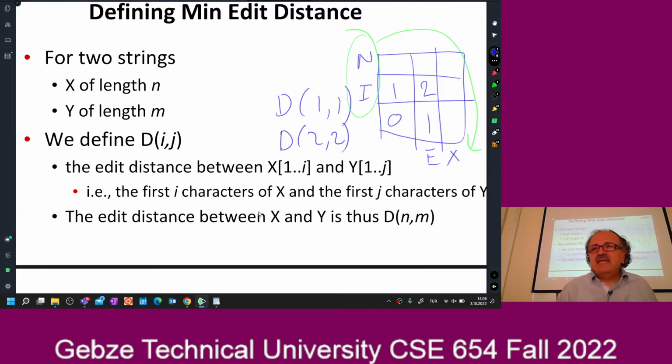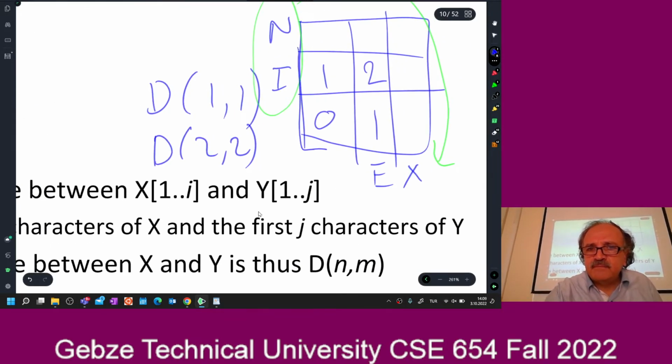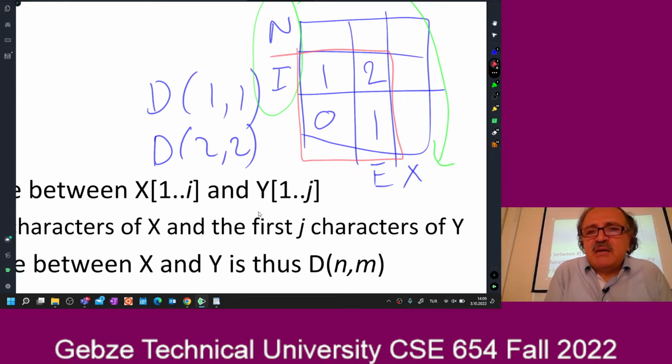So this little box here solves the subproblem of edit distance between I and E. Well, you might say that you don't need to be a scientist to solve this problem. I already knew that, but this is the basics of the algorithm.